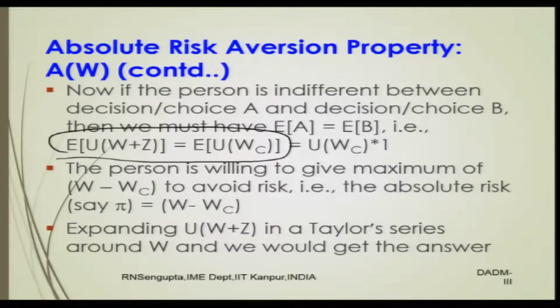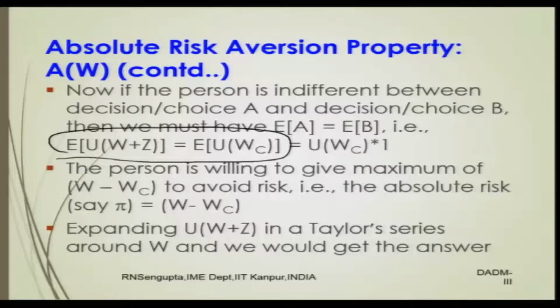Which means the person is willing to give up a maximum amount, which will be the difference between the WC on the right hand side and the value which you have along with the case when Z is there. So, in the first scenario on the left hand side you have W and Z, which is the fair gamble, on the right hand side you have WC only. So, the difference would give the balancing act. If I expand u(w plus z) using a Taylor series expansion, you can find out the absolute risk aversion property.